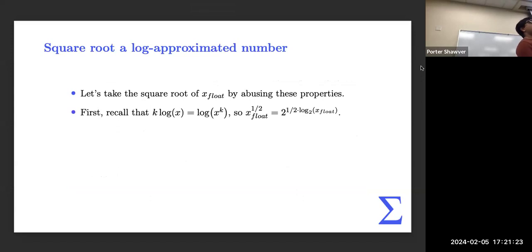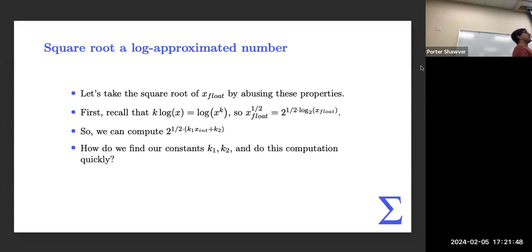So the most important one, the one that we're going to abuse for fun and profit, is that if you've got k times log x, that's the same thing as log of x to the k. So, x to the 1/2, if you want to take the square root of a number, that's the same thing as 2 to the 1/2 times log 2 of the float. And that's just the integer representation transformed ever so slightly.